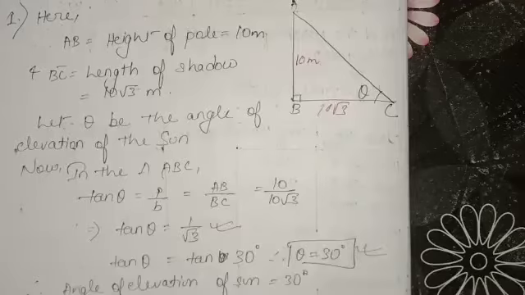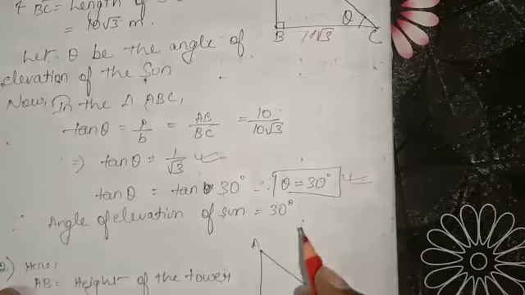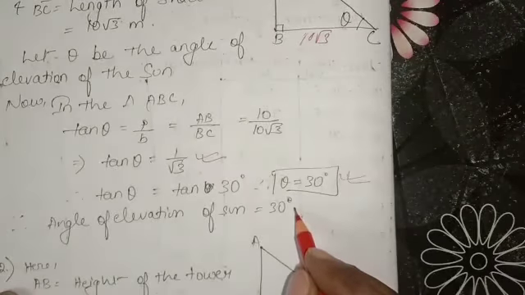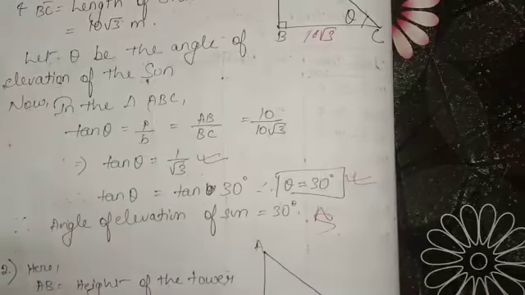What is the angle of elevation? The angle of elevation is 30 degree. This is the answer of question number 1. Let us go on to the next, number 2.